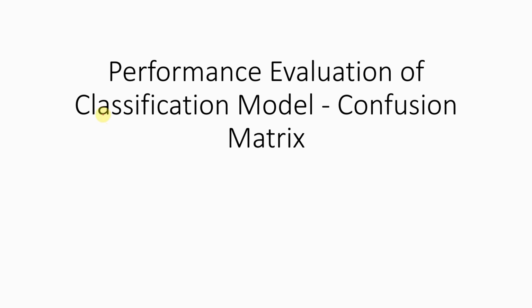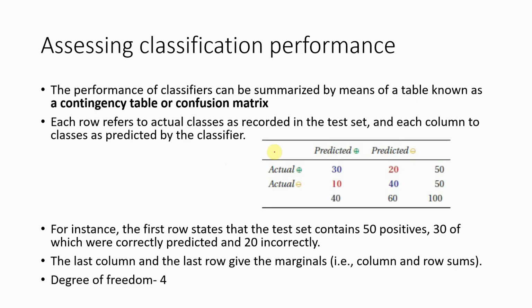Hi all, in this video we are going to see how to evaluate the performance of the classification model in terms of the confusion matrix. The confusion matrix is a table where the performance of the classifier is summarized in a table format. The other name for the confusion matrix is the contingency table. Here the rows represent the actual and the columns represent the predicted.